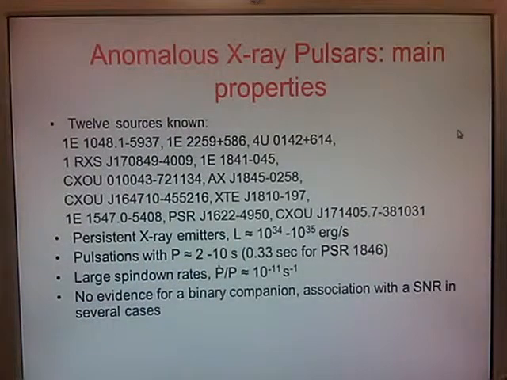For the anomalous X-ray pulsars, we have identified 12. Same old standard summary of their relationship. No evidence for binary, so we've said all of that, and that's just a list of 12 objects with these wonderful names that are obviously very creative and they roll right off the tongue.